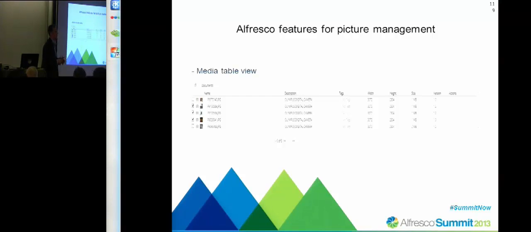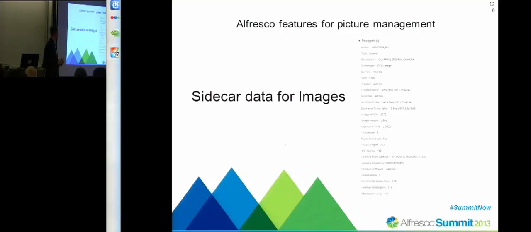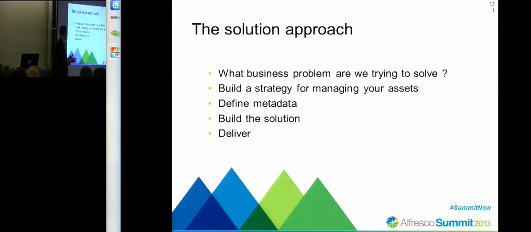You could add custom data to this view. Out of the box, it gives you your height, your size, the name of your pictures, tags if you wanted to add anything. It also gives you a nice metadata extraction feature just for images. So every time you upload an image to Alfresco, natively out of the box, it pulls all of this information off the image file for you. So you get things such as your ISO speed, your resolution.